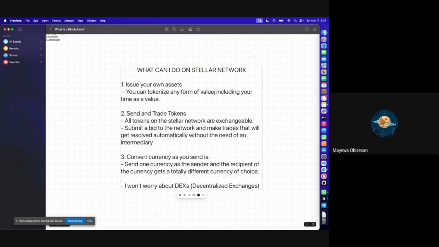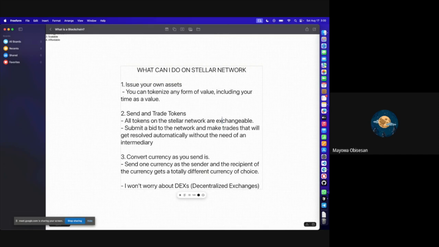And how do I know it gets resolved automatically? So when I trade my tokens, I tokenize this, right? So that means I can convert this to a token, and then I can decide to trade that token, which is my asset that I've tokenized, right? I can decide to trade it on the Stellar blockchain. And so tokens on the Stellar blockchain are exchangeable. So it means whatever I decide to turn from an asset into a token, I tokenize my asset, I can trade it on the blockchain. I can send, I can trade.